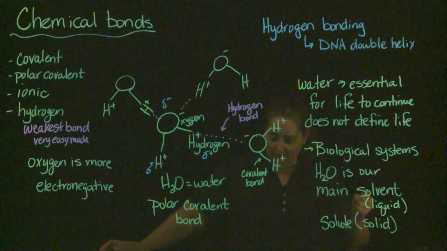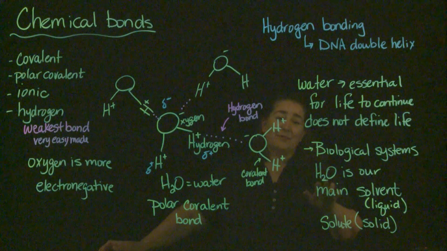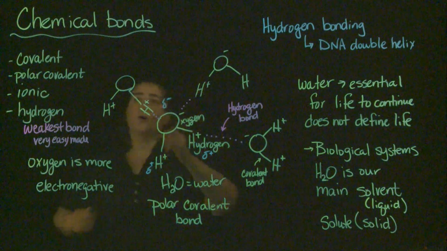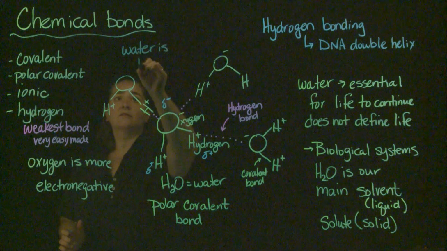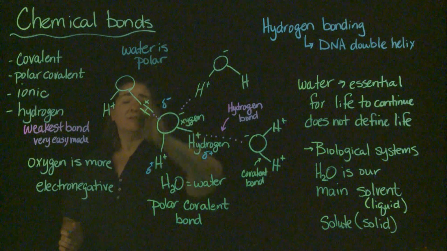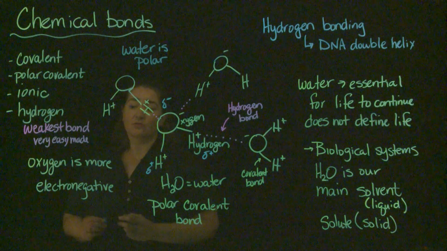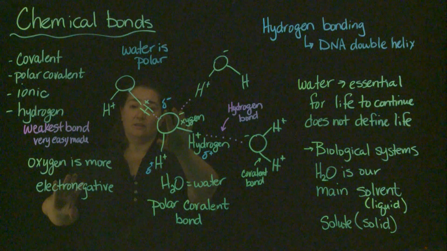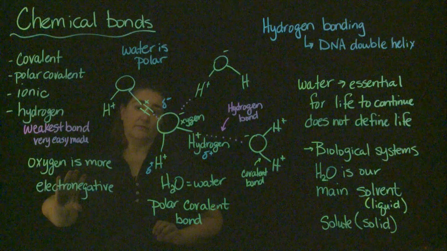Most of our solvents in biology are going to be water, and part of the reason for that is the polarity that's associated with water. The water is polar, all right? And when we say water is polar, it has to do with the distribution of charges and having one of the elements within that compound be more electronegative than the other, all right?